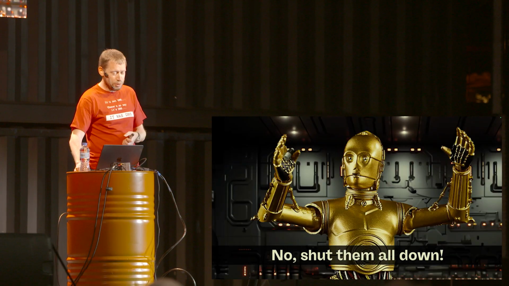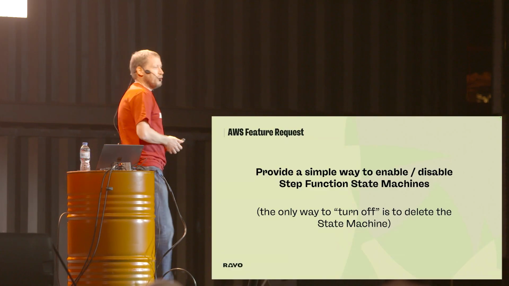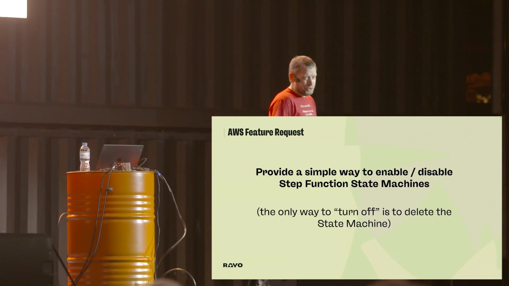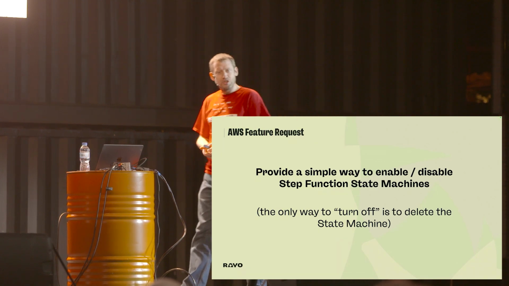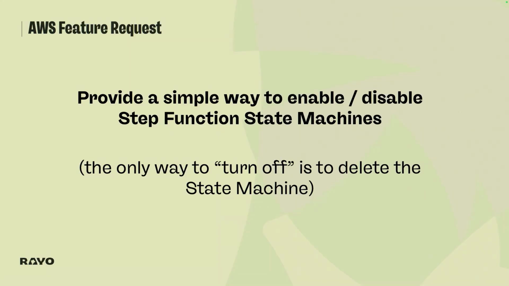And throughout this talk, I'm going to give a few feature requests to my ex-AWS colleagues in the audience. Please find a way to turn off or disable Step Functions. You can't. The only way you can do it is delete it. So I deleted it. Well, I made a copy first. And by this stage, I'm saying, okay, I've constrained the cost.